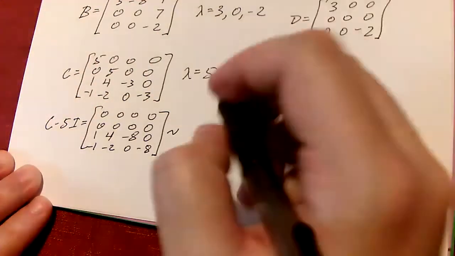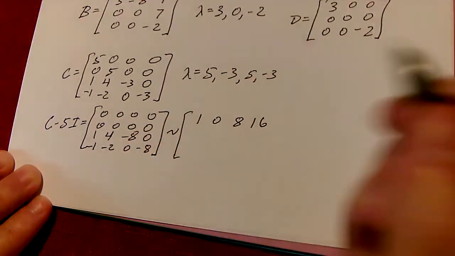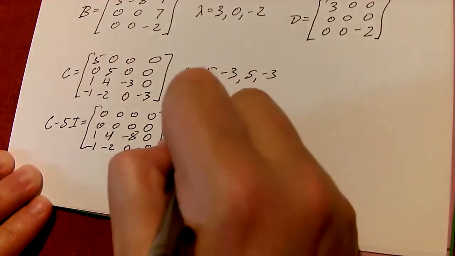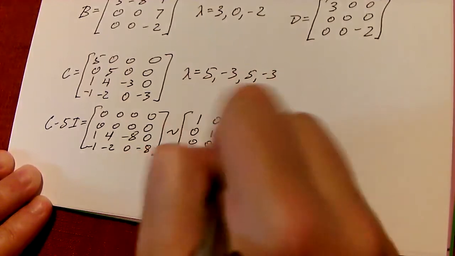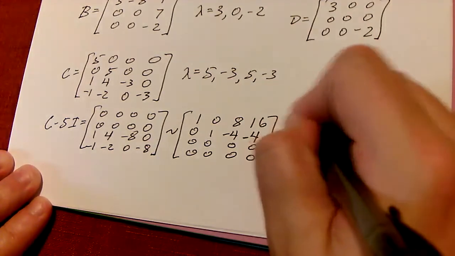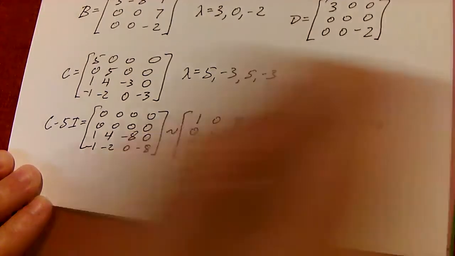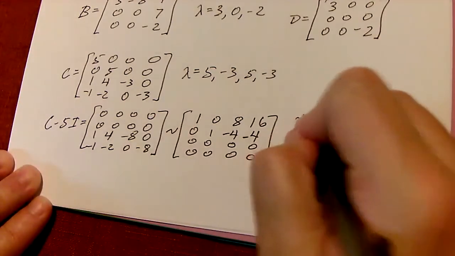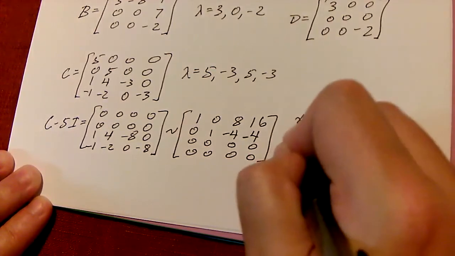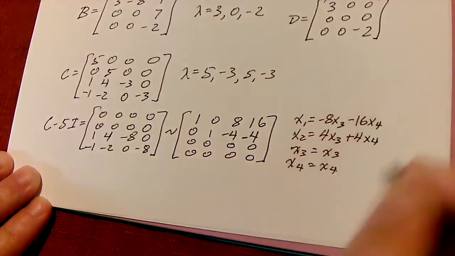Okay, when I row reduce that matrix, I get 1, 0, 8, 16, 0, 1, negative 4, and 4, negative 4. Both those are negative 4. And then my 0 rows, of course, have to go along the bottom. So I have a system of equations here that is x1 is equal to negative 8x3 minus 16x4. x2 is equal to 4x3 plus 4x4. x3 and x4 are free.